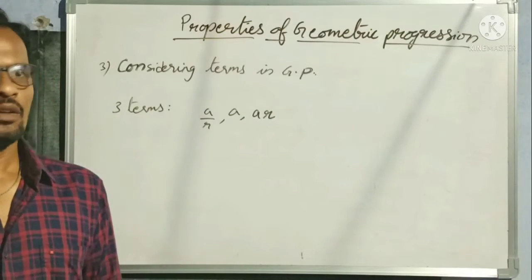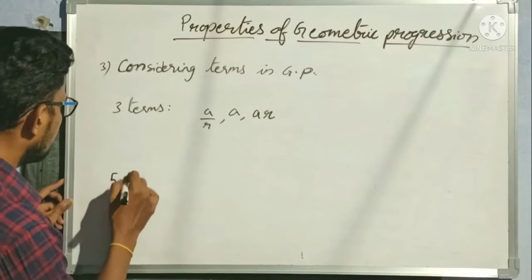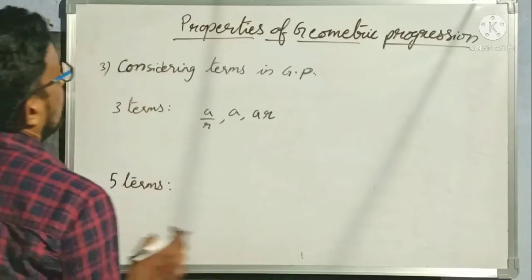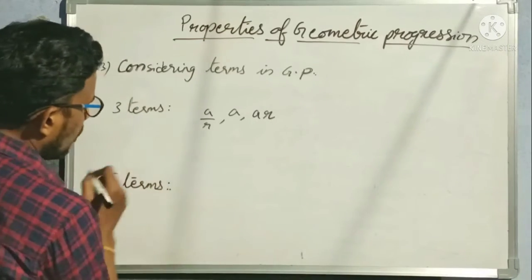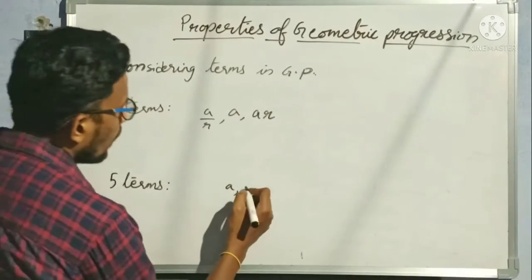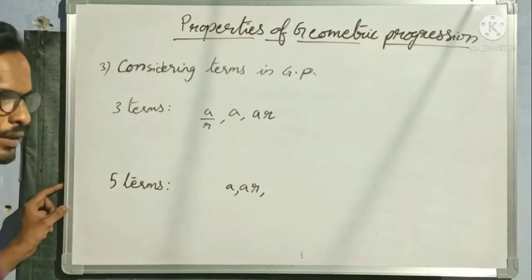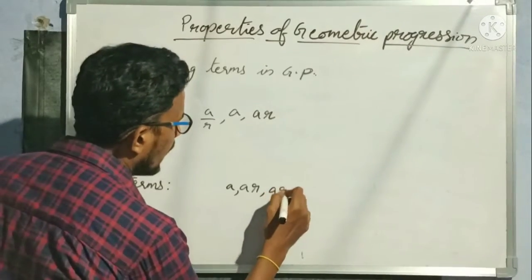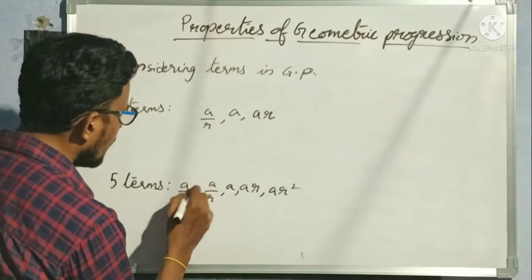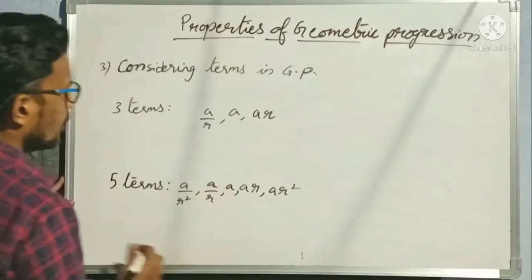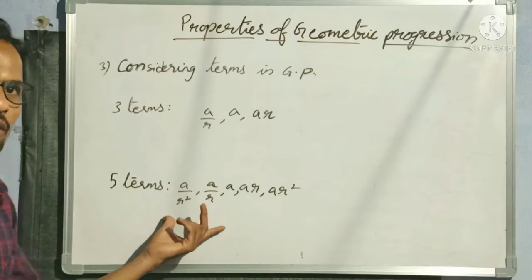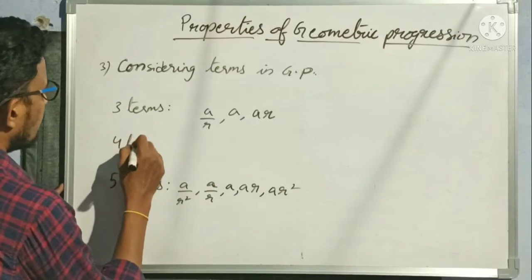Understood? So next, 5 terms. When 5 terms of GP are required, then how can we write? The same: first A in the middle, afterwards if I multiply by R, this becomes AR, and AR square. In the same way, previous terms A by R and A by R square. Understood? These are the 5 terms when we have to consider in GP. Okay? When 4 terms are to be considered, then how?